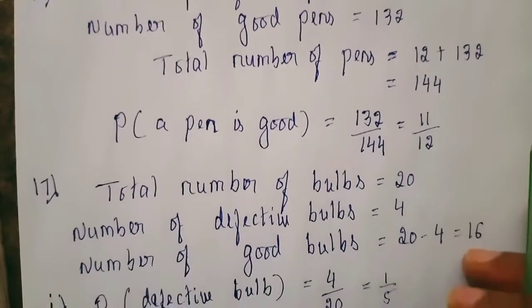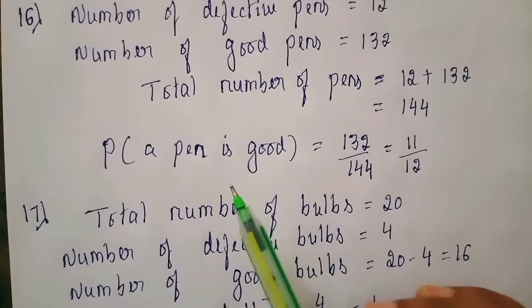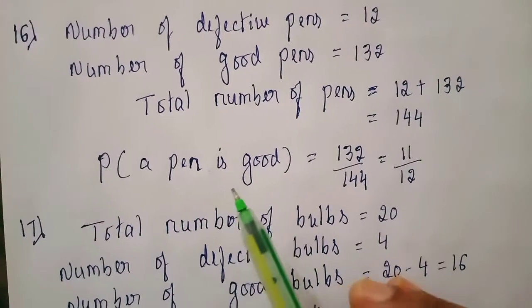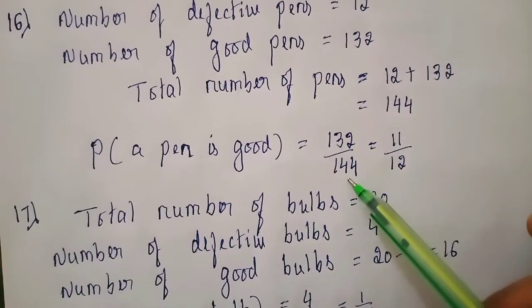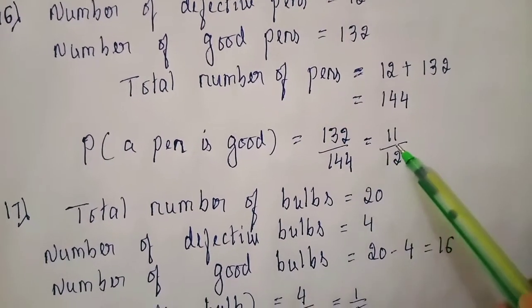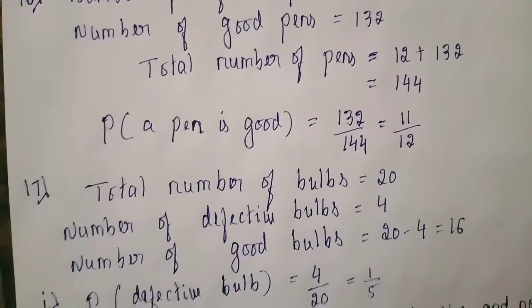So the probability that a pen is good. They are asking a very simple question. Probability of a pen is good. So how many good pens do you have? 132 divided by the total number of pens. Cancel, we get 11 by 12.